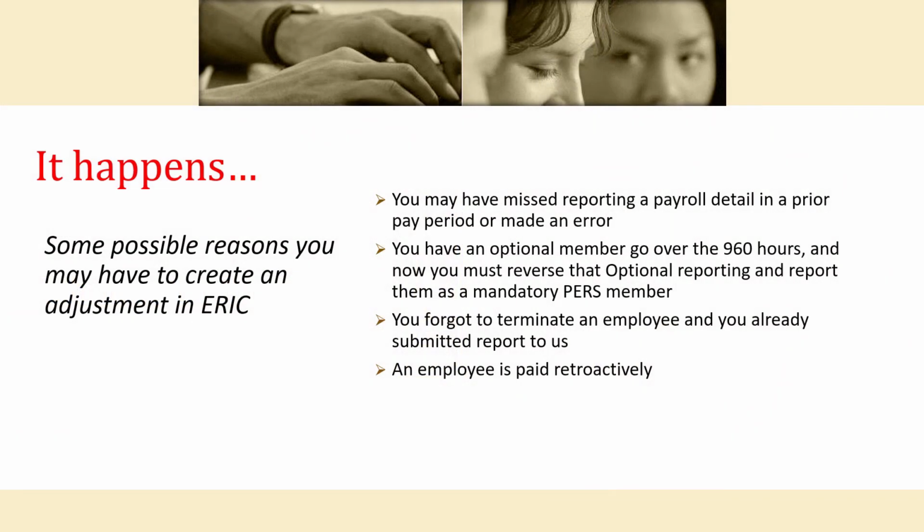There may be times when you must correct the information you previously sent to Impera, some of which could be the following. You may have missed reporting a payroll detail in a prior pay period or made an error. You have an optional member go over the 960 hours, and now you must reverse that optional reporting and report them as a mandatory PERS member. Or you forgot to terminate an employee, and you've already submitted that report to us. Or an employee is paid retroactively, and now you need to report those contributions.